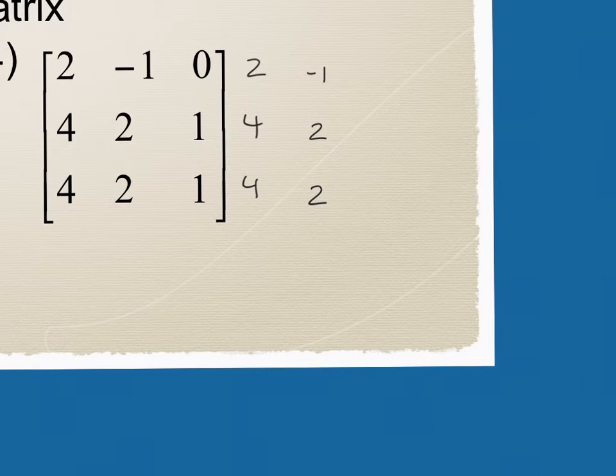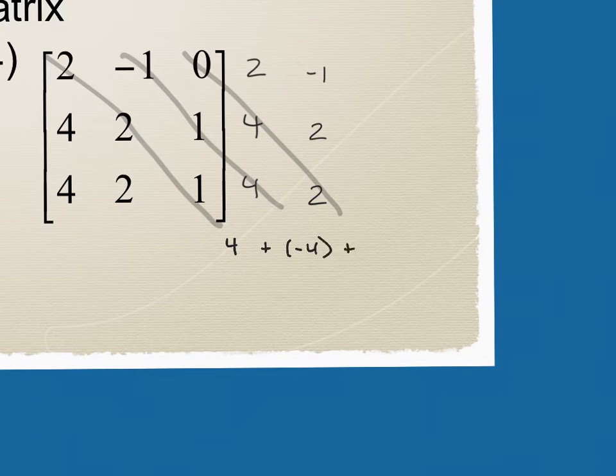So then we do the diagonals and we go like the fish. We go top left, bottom right first, and multiply down along those diagonals. So 2 times 2 times 1 would be 4. And then -1 times 1 is -1 times 4 is -4. And then 0 times 4 times 2 is 0. Four minus 4 plus 0 is 0.